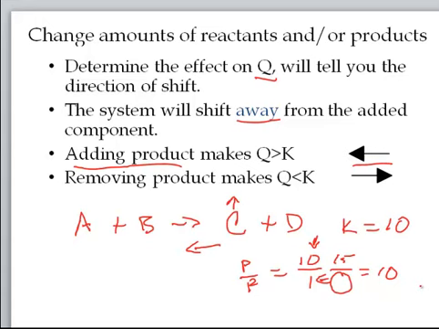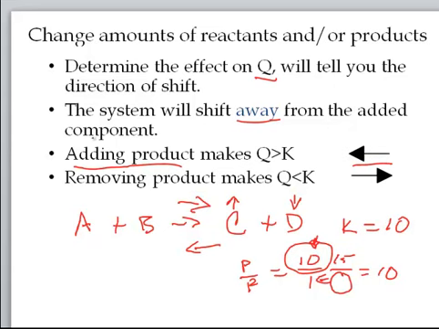Now imagine if I'm going to remove some product. So let's say I've got some concentration of D here, and I remove it, I decrease it. All right? Well, I've just decreased this value right here. Remember, at equilibrium, it's got to get to that equilibrium of K, which in this case equals 10. So what's the only way for it to work? The only way for it to reestablish? Well, we've got to make more D. We've got to increase it. All right?